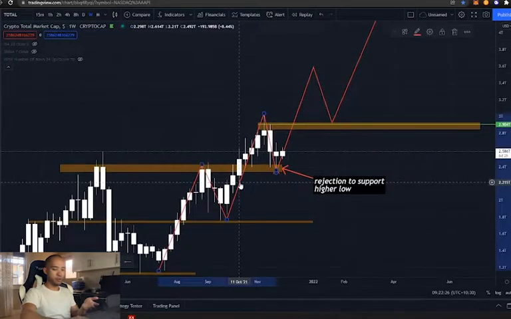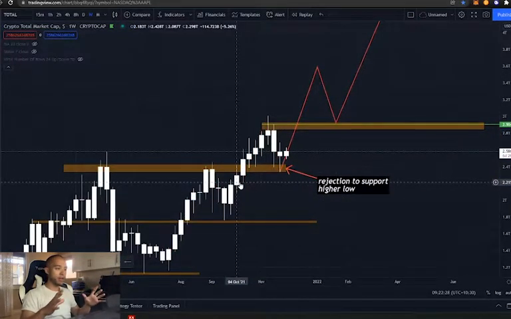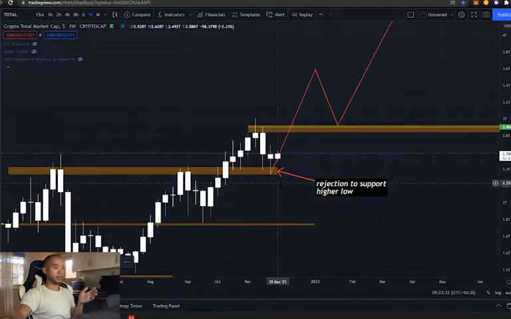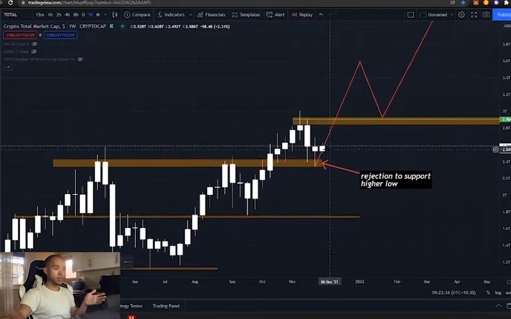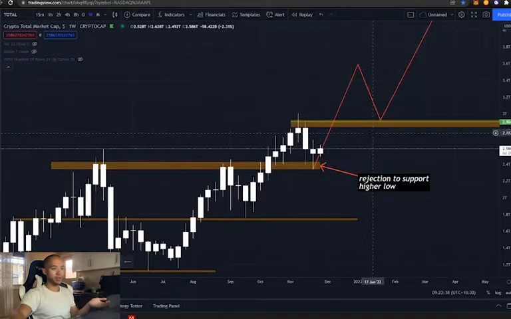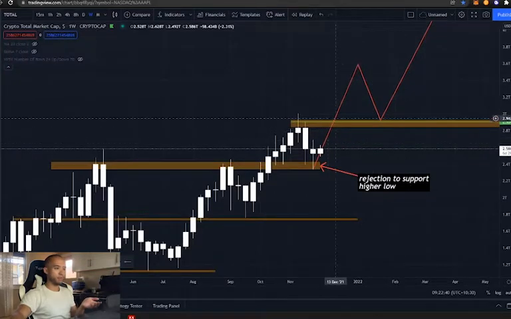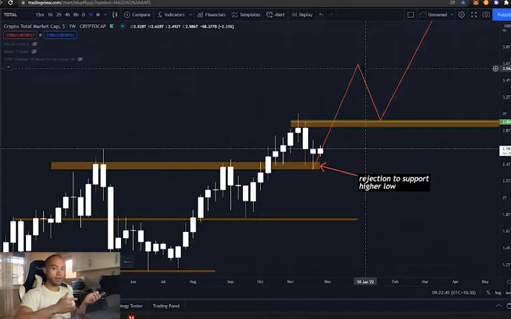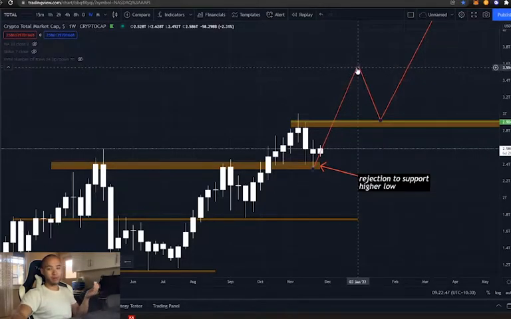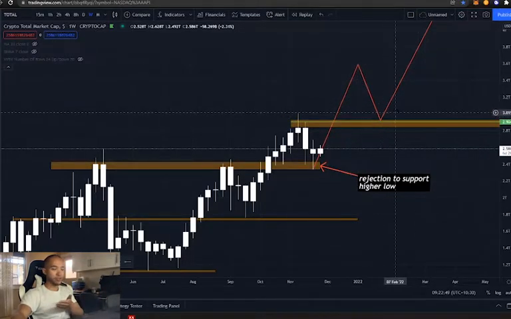So what am I looking for in the market in general? I can sum up the entire video right here. We formed a higher low at the support. So now we're looking for upside movement up to this key level at 2.9 trillion market cap. I do feel like price is going to rally and break above that to create a higher high. Then it's going to come down and form the higher low and continue the trend.